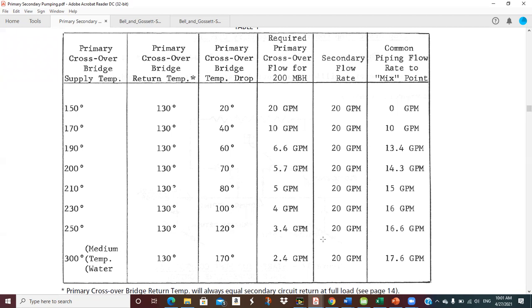And so I think I've said that enough, but look down and see what happens to the required crossover flow for the same heat conveyance, 200,000 BTUs an hour. At 300 degrees, I only have to circulate 2.4 GPM, and I'm mixing with 17.6 in order to get my 150. Well, if that primary system's a big system, if I size it for 250 or 300 degree water, I get smaller pumps, smaller pipe, less cost. And I don't affect the operation of the secondary because I'm going to temper the water in the secondary with the mixing of that return water. So this is what's so powerful about this primary secondary, especially for heating systems.